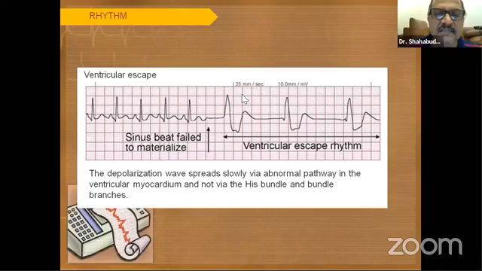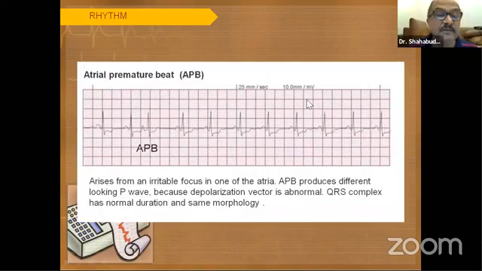Here is 300, 150, 100, 75, 60, 50, 40. It is nearly 40, so that is the ventricular rate.